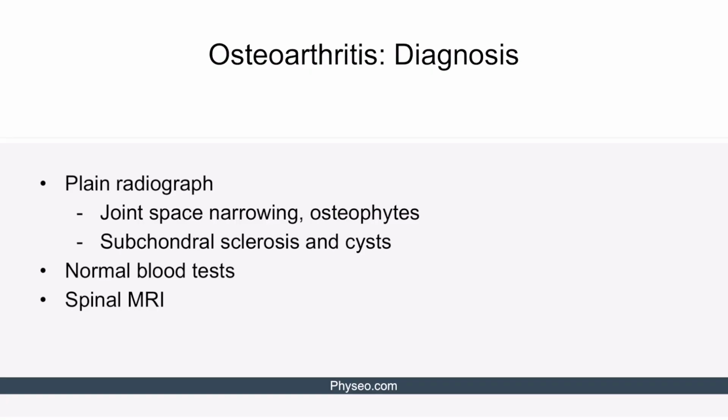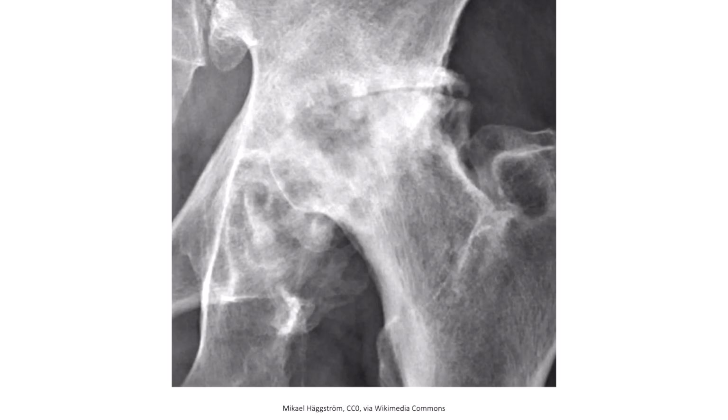To make a diagnosis, a plain radiograph should be the initial test. Some of the findings would be joint space narrowing because of the loss of cartilage and osteophytes. There is also sclerosis of end plates, also called subchondral sclerosis, and cysts. Blood tests will be normal. Spinal MRI would be indicated only prior to surgery to check for the presence of degenerative changes. Finally, let's note that the diagnosis can be made clinically if the patient has typical presentation and is more than 45 years of age. Here's an X-ray image of the hip showing severe osteoarthritis.